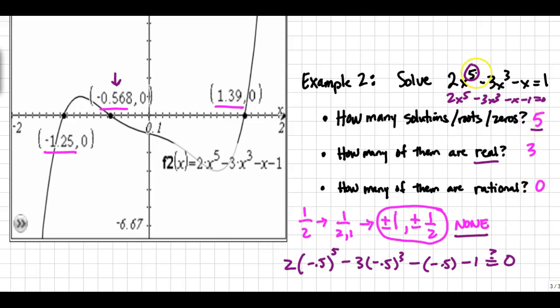So there's 5 zeros altogether because that's the degree. There's 3 real zeros because I can see where they cross the x-axis 3 times. And none of them are rational because none of them match with the numbers in the rational list that I made.